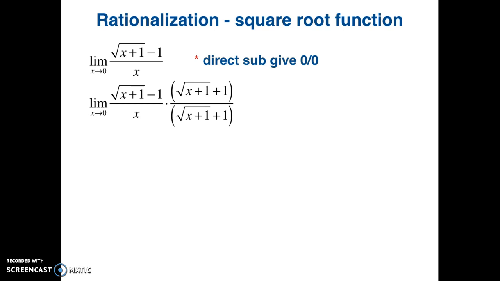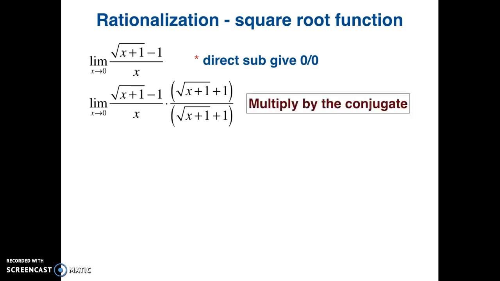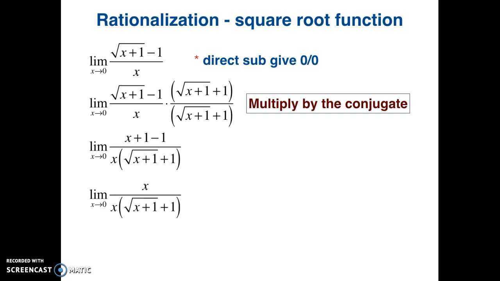Since I have the square root of x plus 1 minus 1, I'm going to multiply both the numerator and the denominator by the square root of x plus 1 plus 1. And after we FOIL and cancel out and simplify, we are left with the limit as x approaches 0 of x over x times the quantity square root of x plus 1, plus 1.